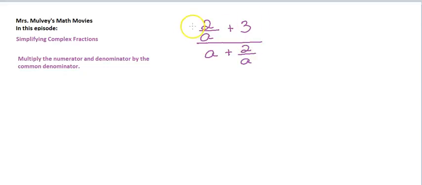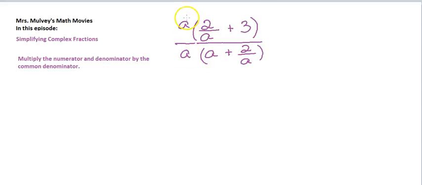So what I need to do is multiply to get rid of the denominator. If I multiply by an a, right here, that'll get rid of that a denominator. But of course, I can't just multiply by a. I've got to multiply by a over a, because then I'm multiplying by 1 and I'm not changing the value.